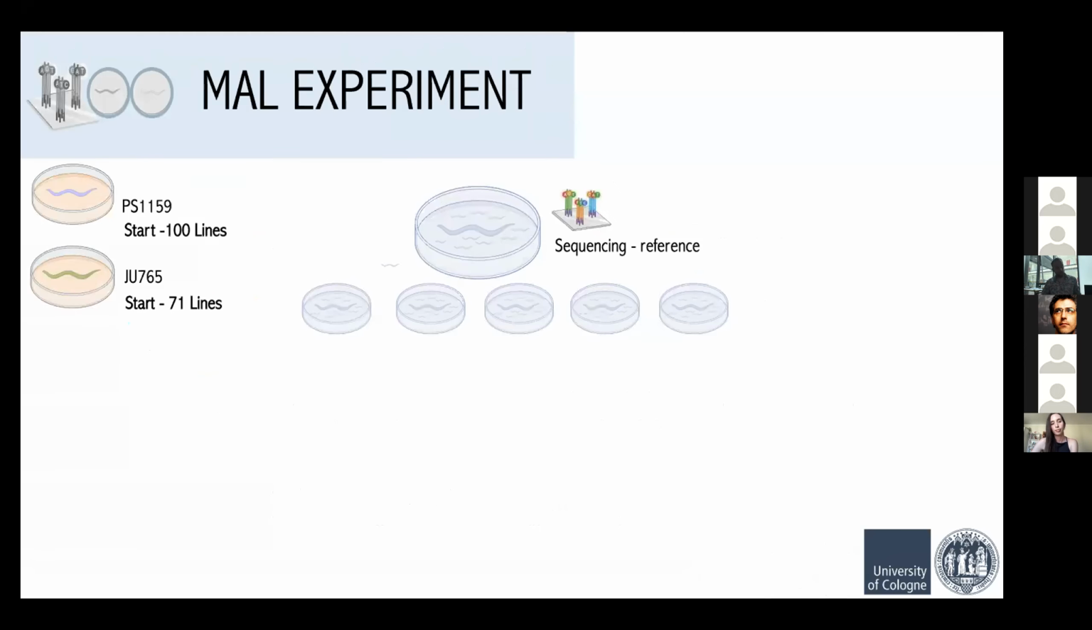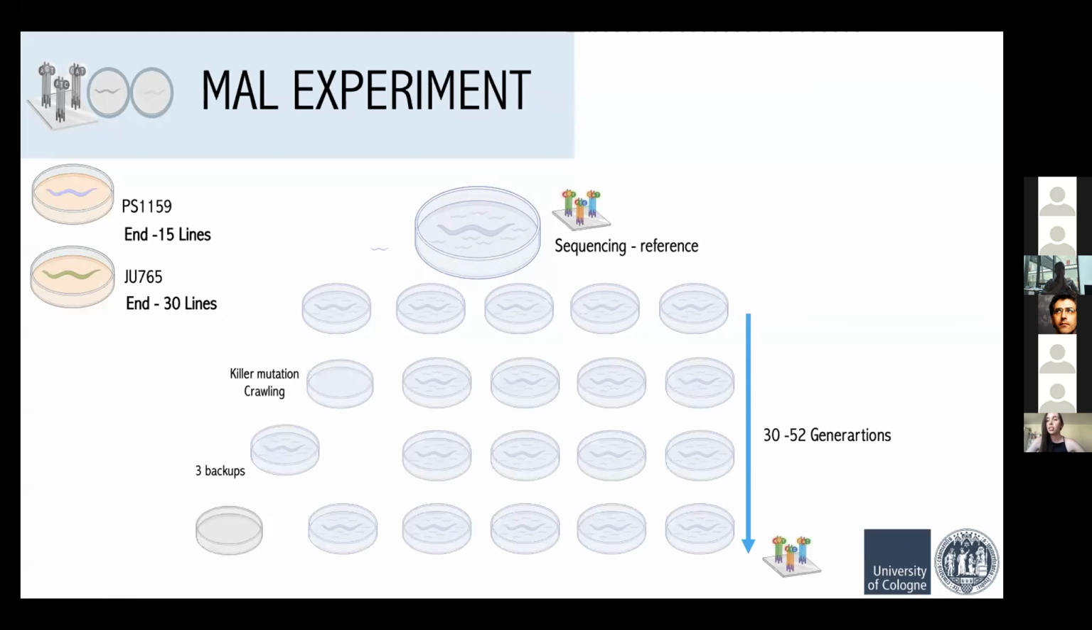So the experiment was set up as I will just explain to you, but I was not conducting this experiment. I just used the data coming from it, and this was performed by Philipp in his doctoral thesis. So the mutation accumulation line experiment starts with one nematode that is allowed to reproduce and is sequenced as a reference, so a starting point. And then single nematodes are placed on fresh agar plates, and each of these plates with one nematode becomes the start of one line. And in this case, there were 100 lines for the asexual strain and 71 for the sexual one.